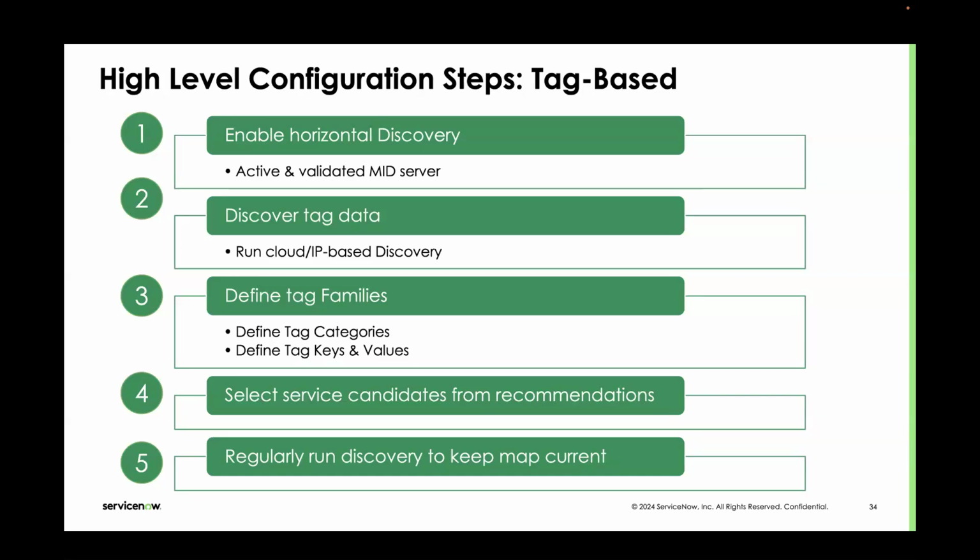A third within this method is we want to define our tag families. In our environment, by defining tag families and setting up tag keys, tag values, and tag categories, we're able to leverage that information to create the service maps. Once we have these tag families defined, we can then select our service candidates from the tag-based recommendations. And again, as always, it's essential to regularly run discovery to maintain the accuracy of our service maps. By doing so, we'll ensure that our maps reflect the current state of our system.